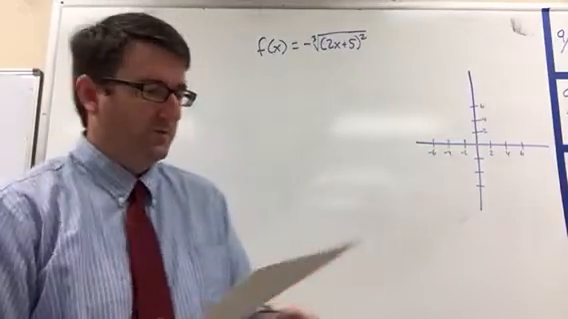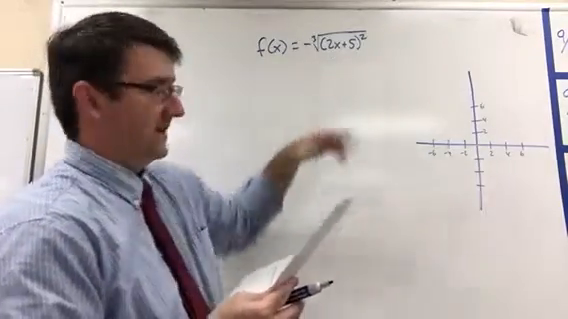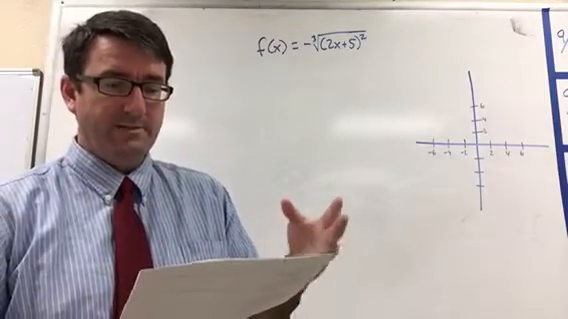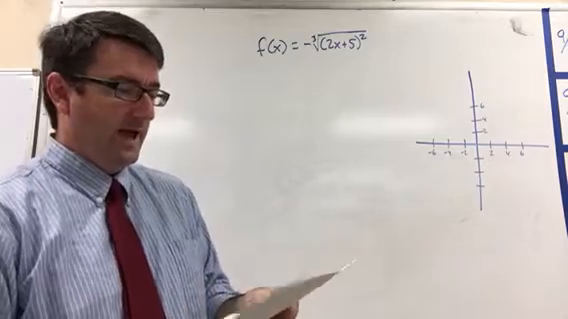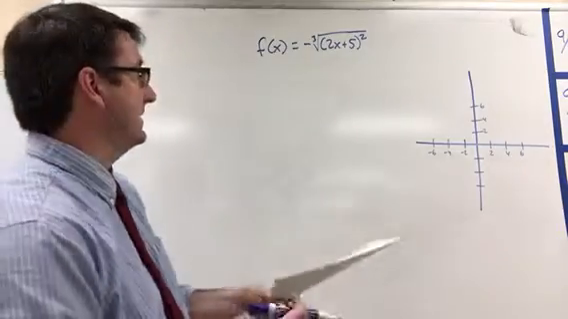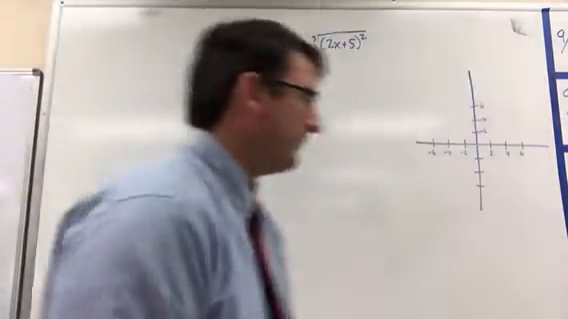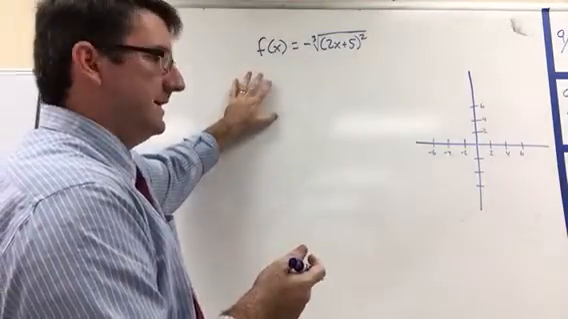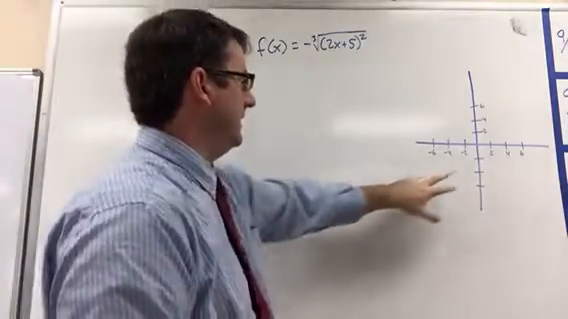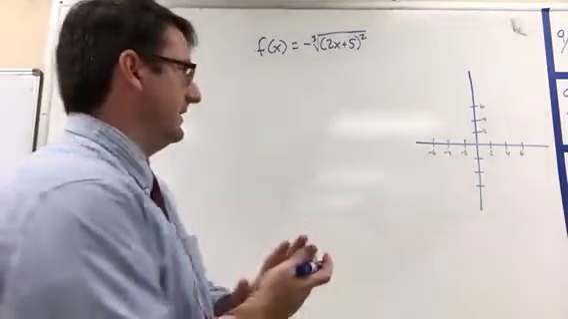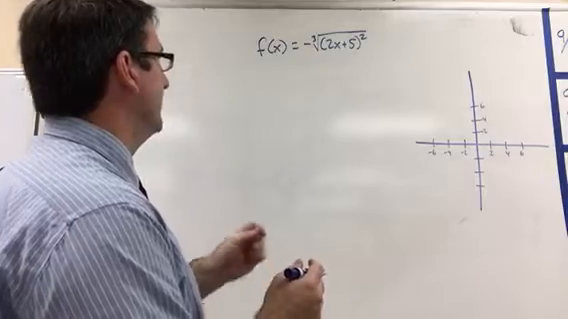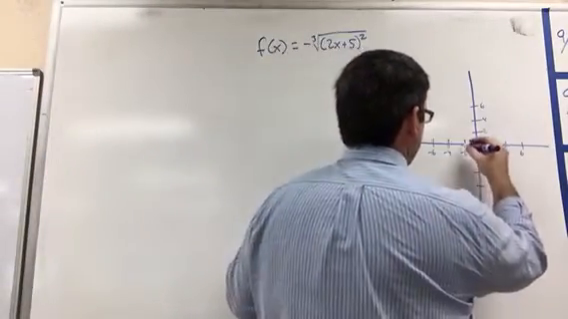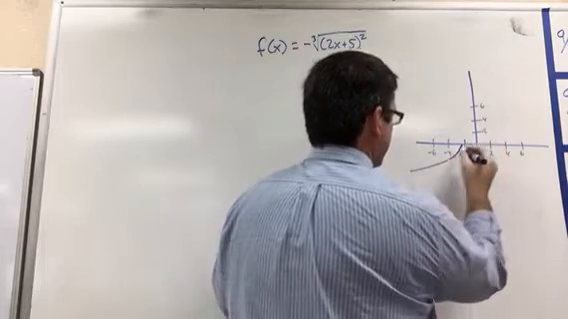Number 12, we're asked to graph and analyze this function. And it tells us to describe the domain, range, intercepts, end behavior, continuity, and where the function is increasing or decreasing. All right. So let's start by punching this into the calculator and sketching the graph here. So the graph is going to look something like this.